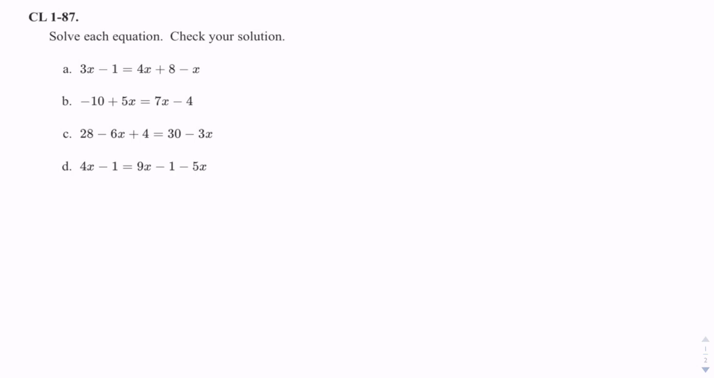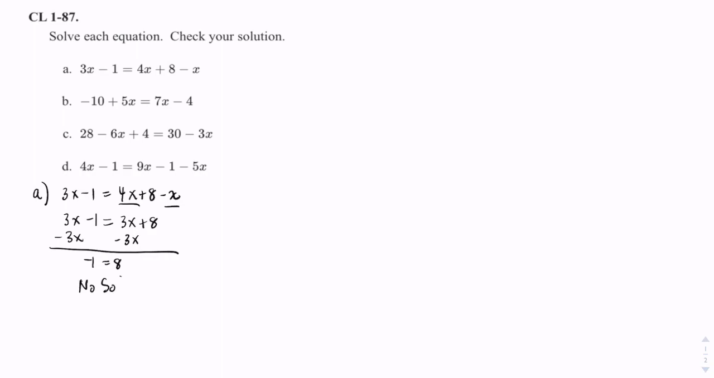Okay, 87 wants us to solve equations, so I'm just going to do them down here. I have 3x minus 1 equals 4x plus 8 minus x. So I'll combine my like terms on one side. So 4x minus x is 3x plus 8, and I'll subtract 3x from both sides. And I get negative 1 equals 8. And now I ask myself, when does negative 1 equal 8? Negative 1 never equals 8, so this is no solution.